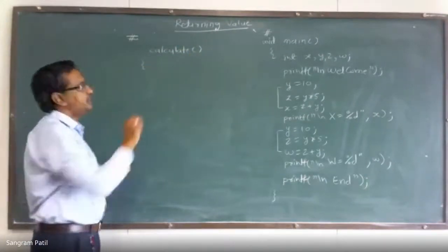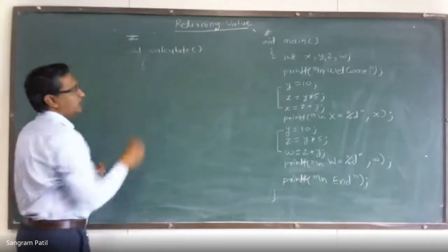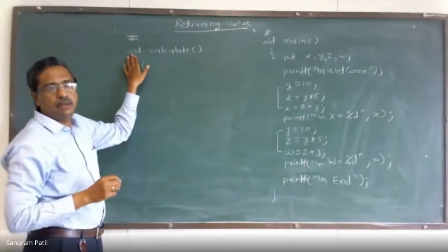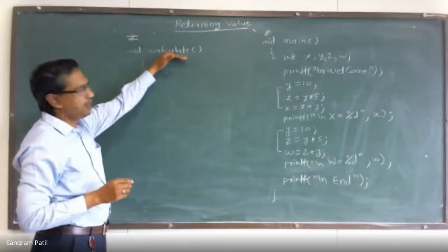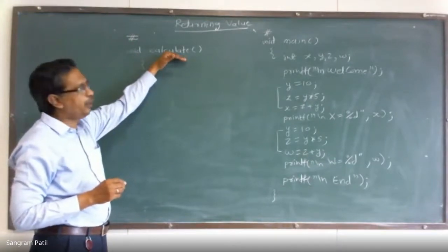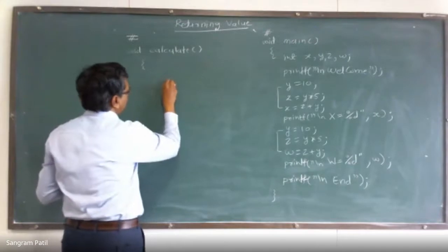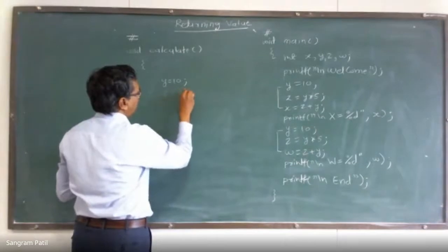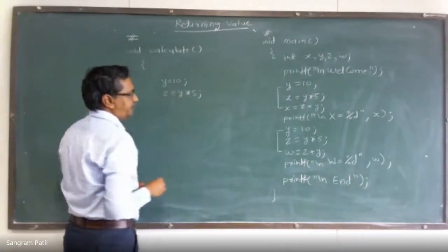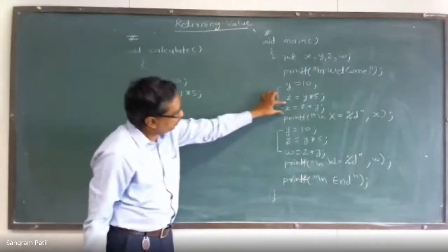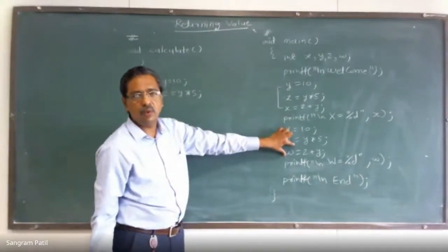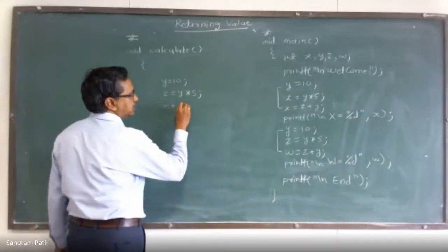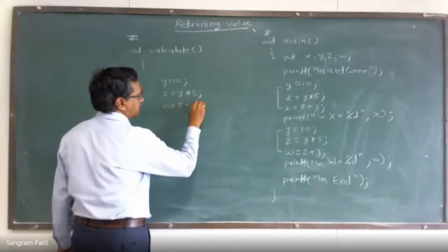Up to this stage, every time we are writing here a void. But time being, keep this void as it is. The name of the function I am giving as calculate. Then this part, y is equal to 10, z is equal to y into 5, and then here we want x and here we want w. So I am using another variable, suppose m, that is z plus y.